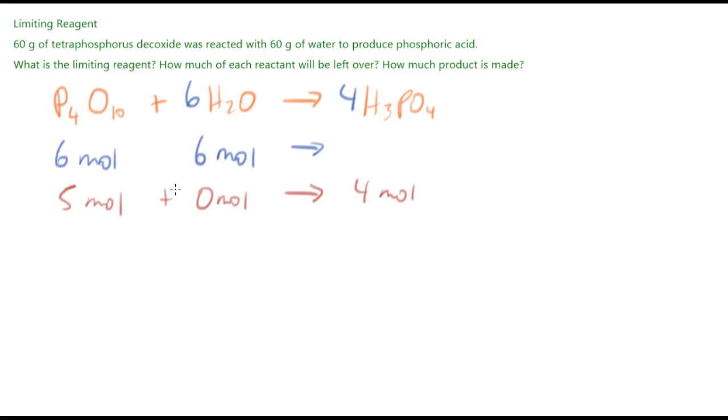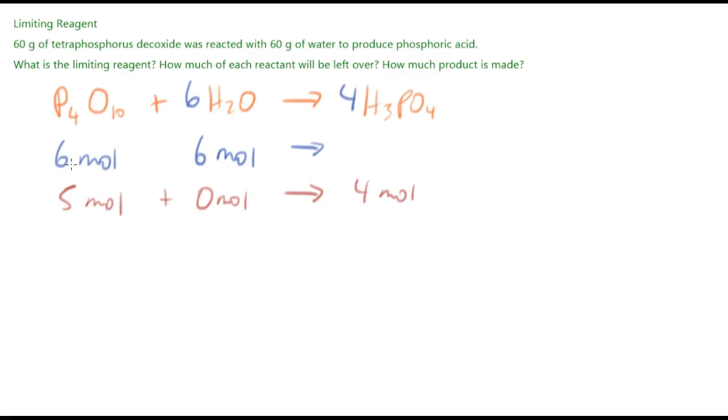Now when we actually do it in terms of masses, it tends to go the other way. It tends to be the thing that's the least abundant in the reaction because it tends to be the heaviest. So this compared to water will be incredibly much heavier. So let's have a look at the actual reaction. We have 60 grams of our P4O10 and 60 grams of water.